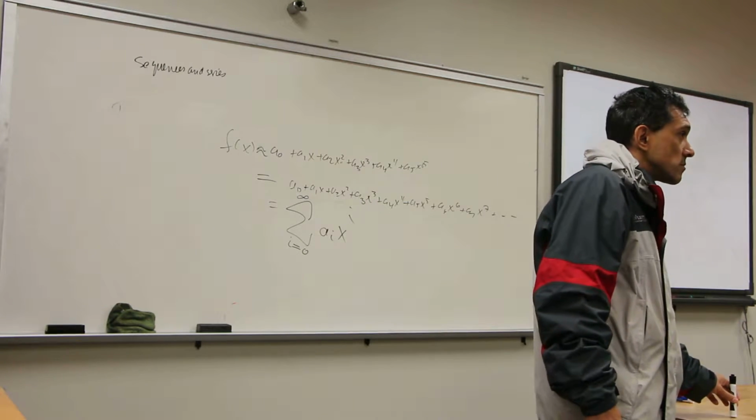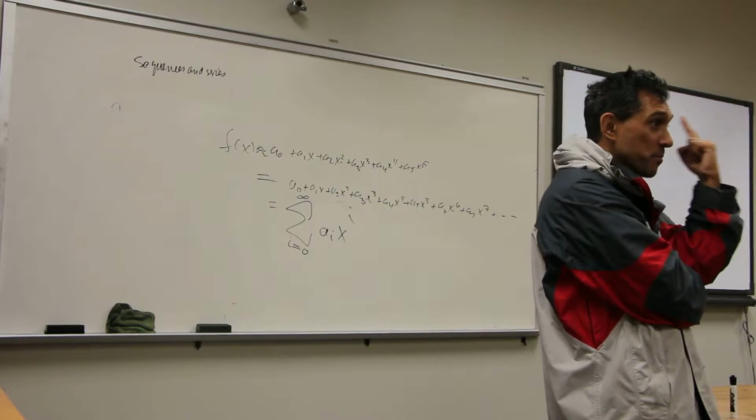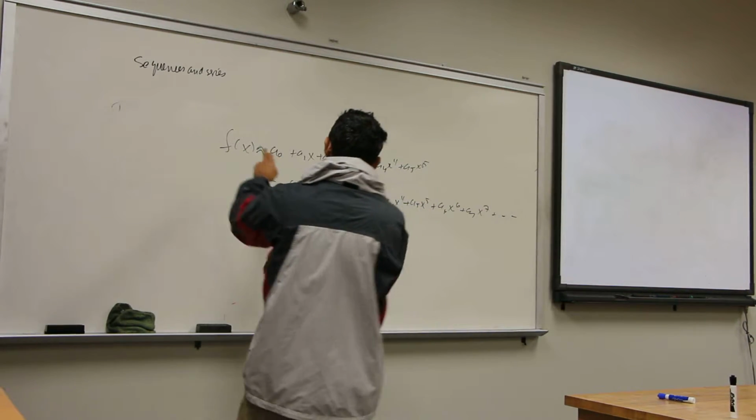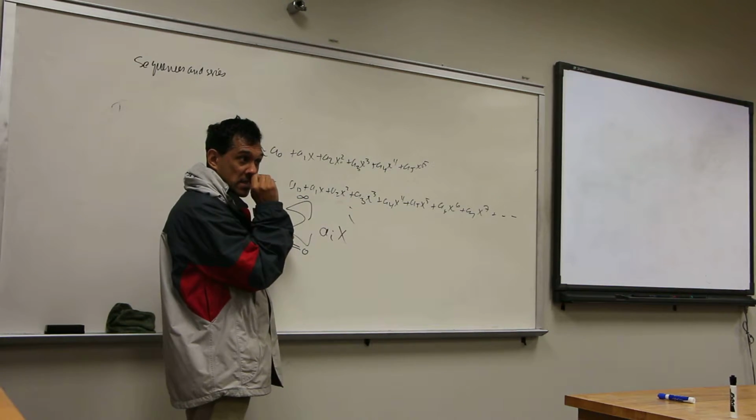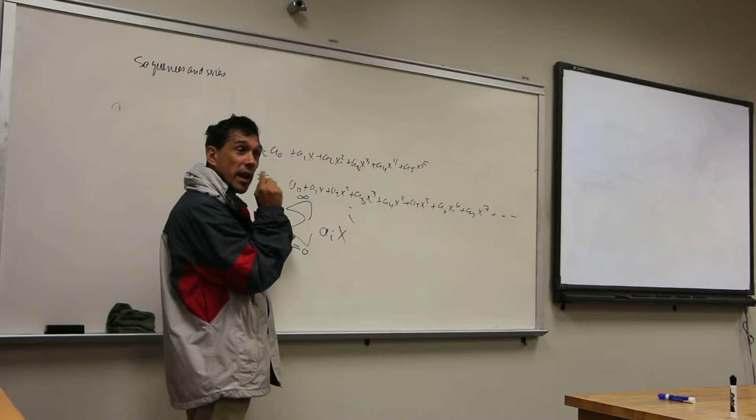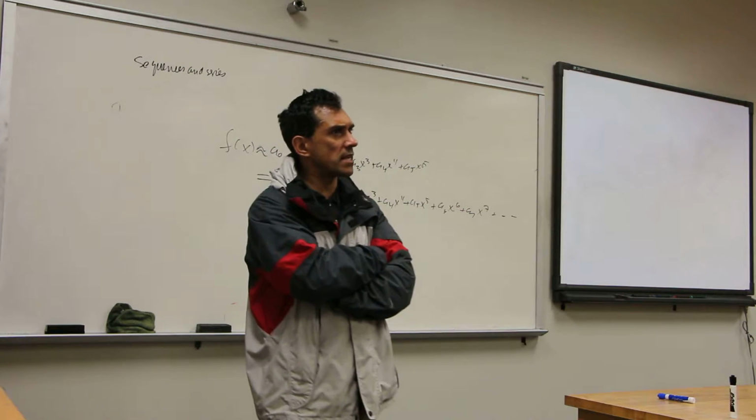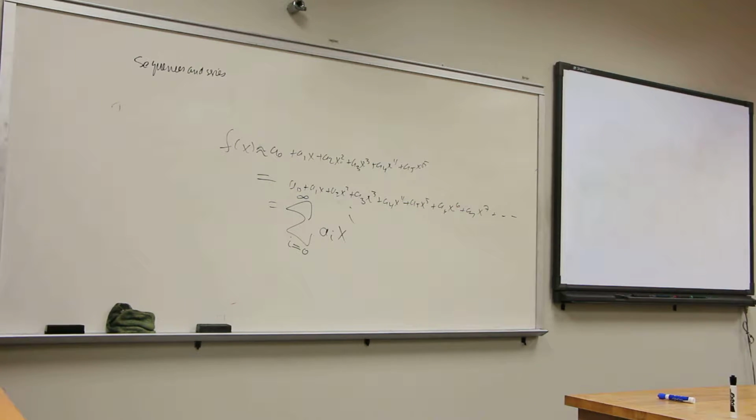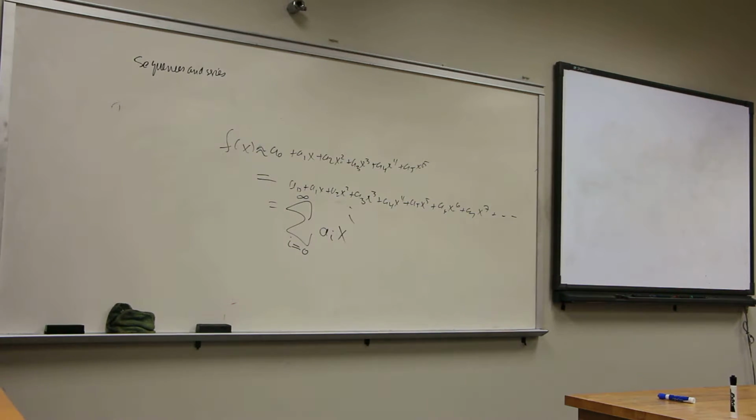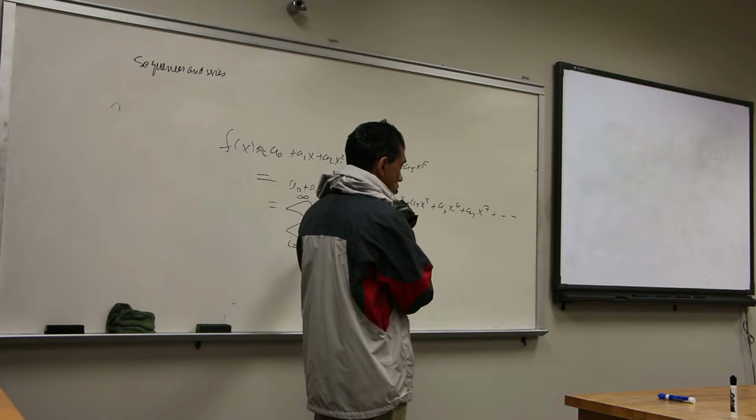And the big problem is, now you want to put your pen down. The big problem is, how can you add up infinitely many things and then say that is equal to some function? The answer is, hopefully you can add up those infinitely many things. That is to say, does the series converge?